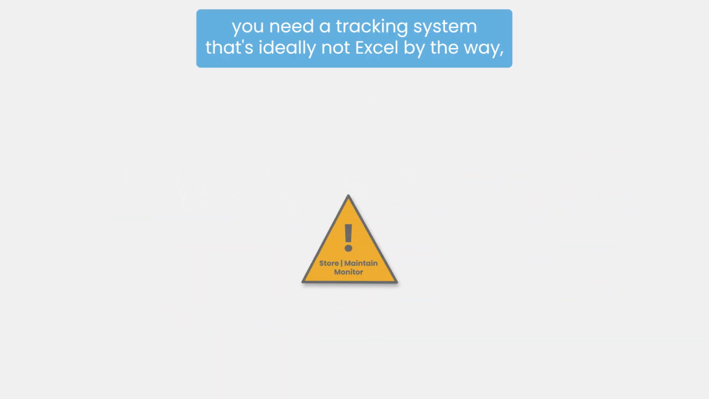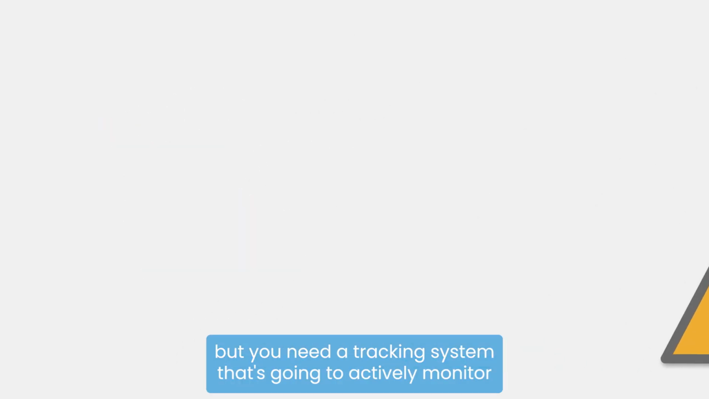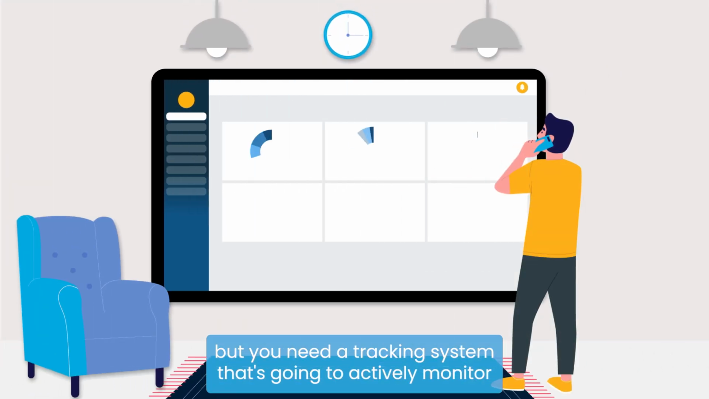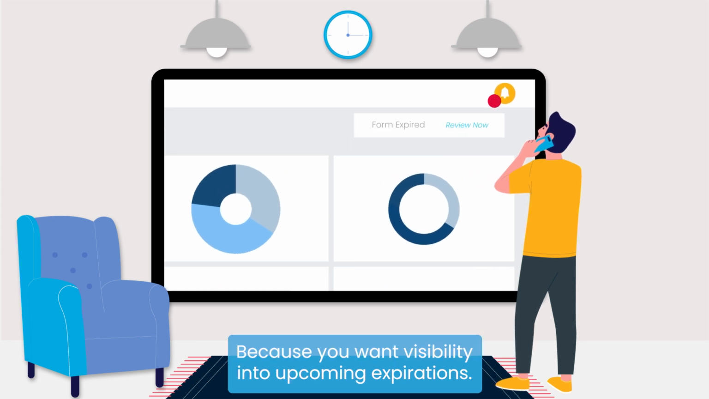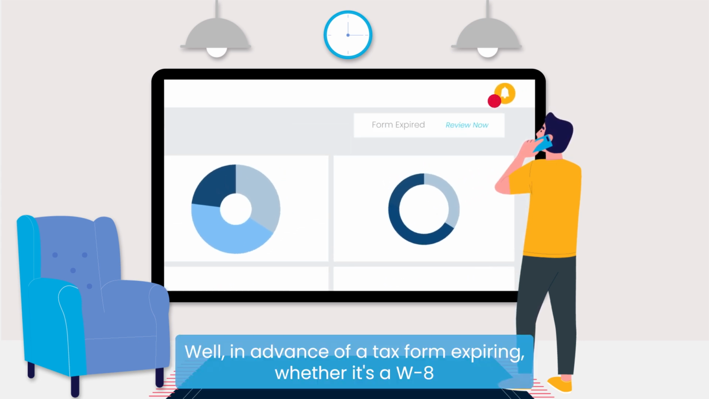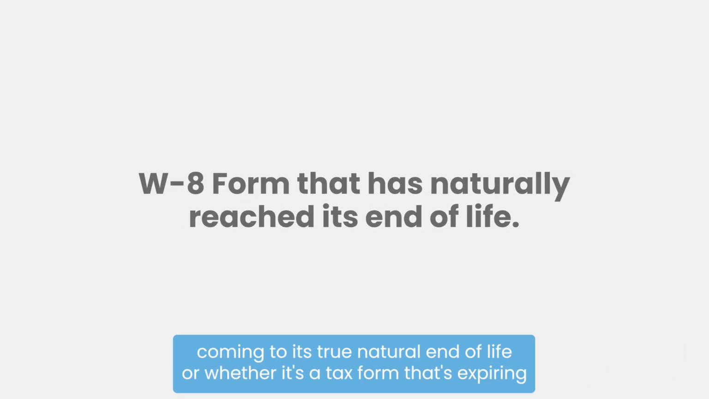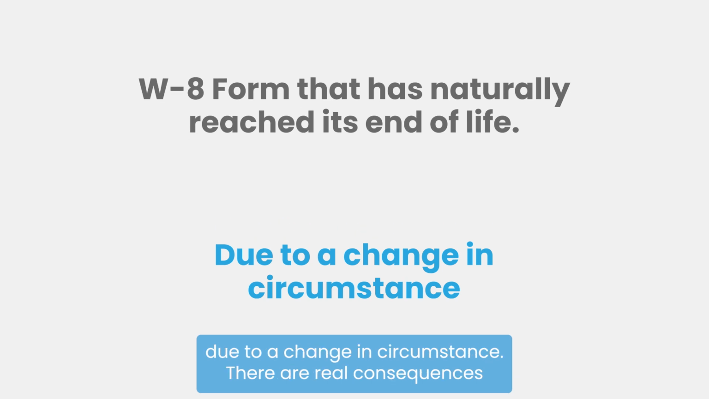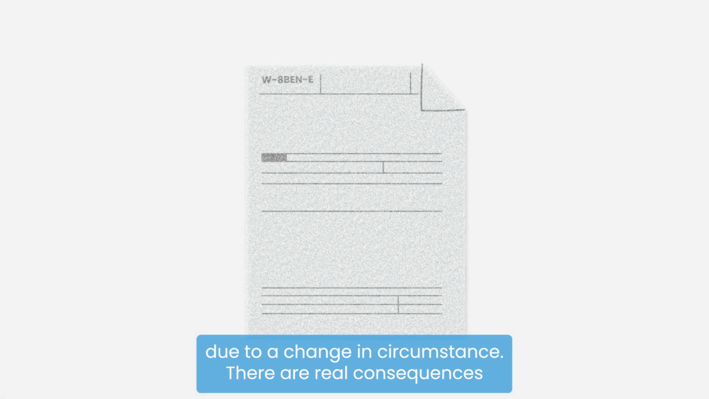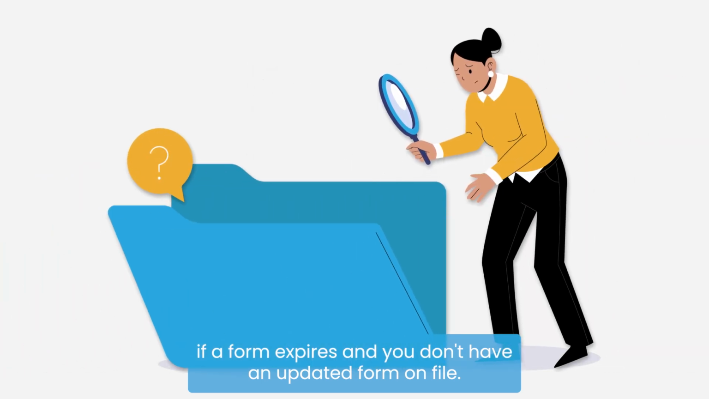First and foremost, you need a tracking system that's ideally not Excel, by the way, but a tracking system that's going to actively monitor for form expirations, because you want visibility into upcoming expirations well in advance of a tax form expiring, whether it's a W-8 coming to its natural end of life or a tax form that's expiring due to a change in circumstance. There are real consequences if a form expires and you don't have an updated form on file.